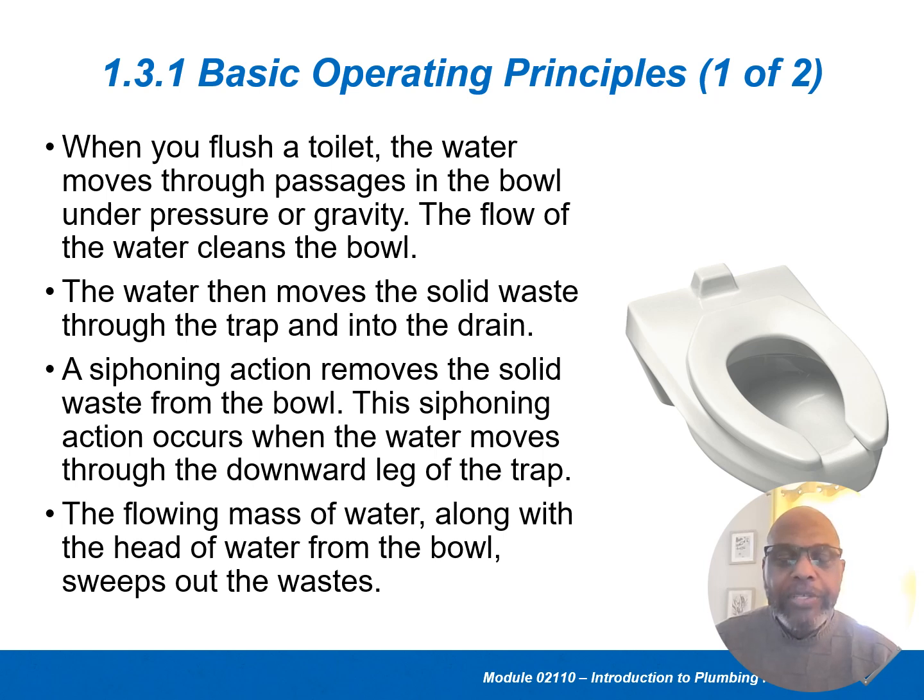And that trap is basically used for two things: to keep waste from coming back, siphoning out. The second thing is to act as a barrier from the sewer, from the house. So it will keep gases and odors from coming from the piping back into the house. So a siphoning action removes the solid waste from the bowl. This siphoning action occurs when the water moves through the downward leg of the trap. The flowing mass of water, along with the head of water from the bowl, sweeps out the waste.